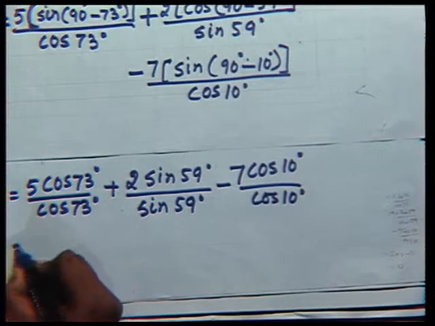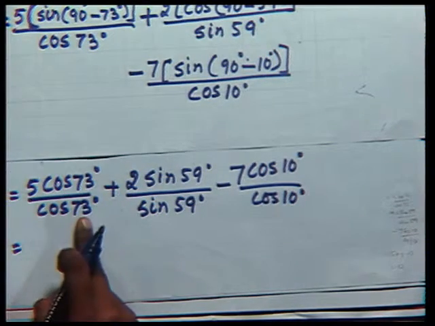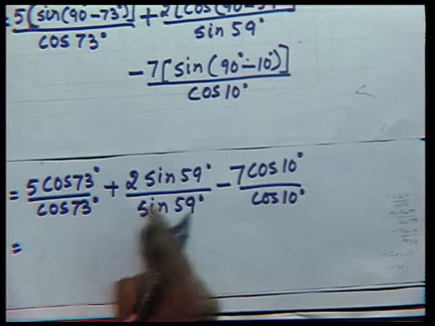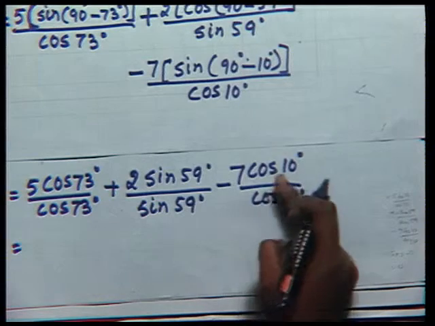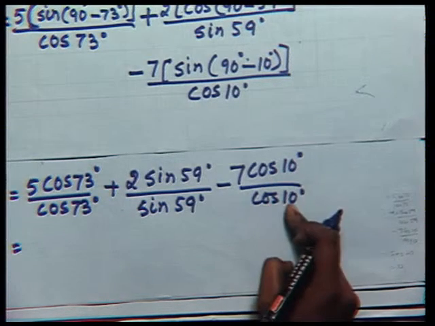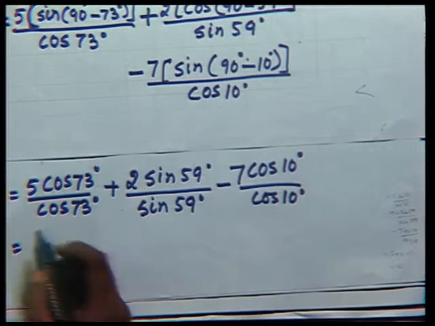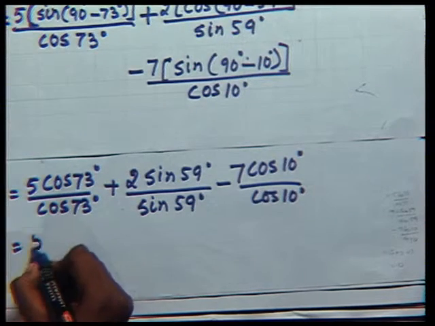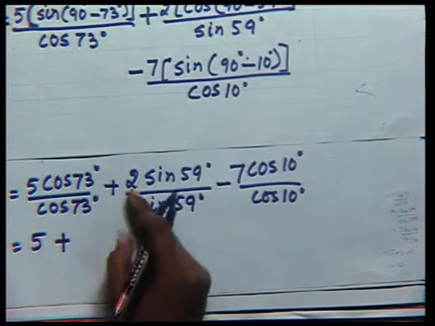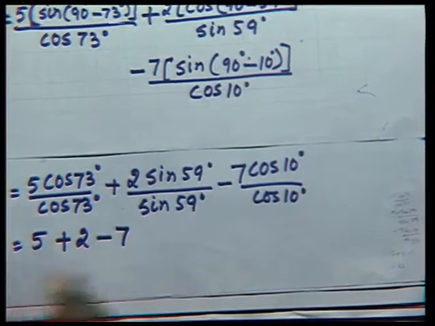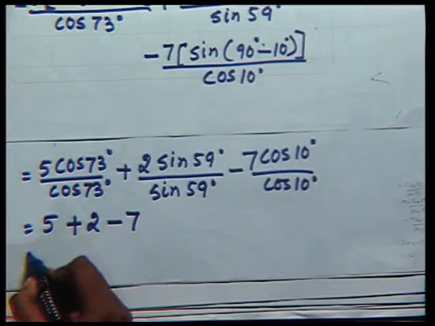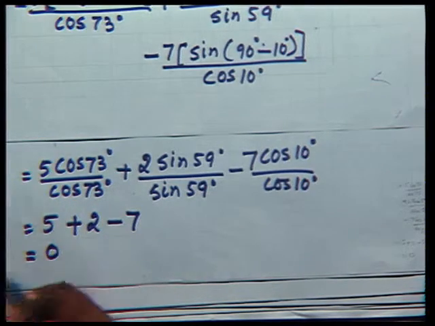Now, this is equal to cos 73 degree upon cos 73 degree is 1, again sin 59 degree upon sin 59 degree is 1, here also cos 10 degree upon cos 10 degree is 1. So, from this term we have 5 plus here we have 2 minus 7, and what is the result here? The result is 0.